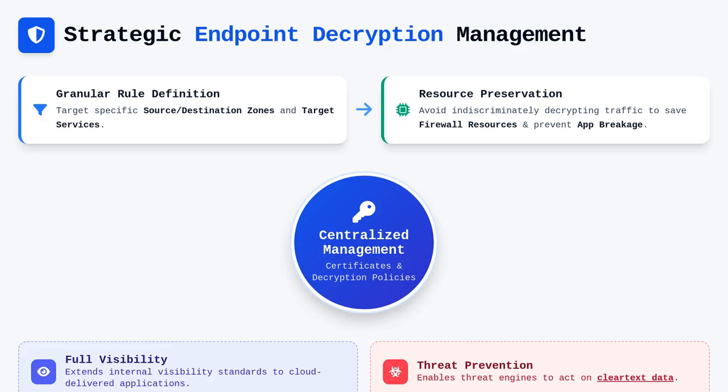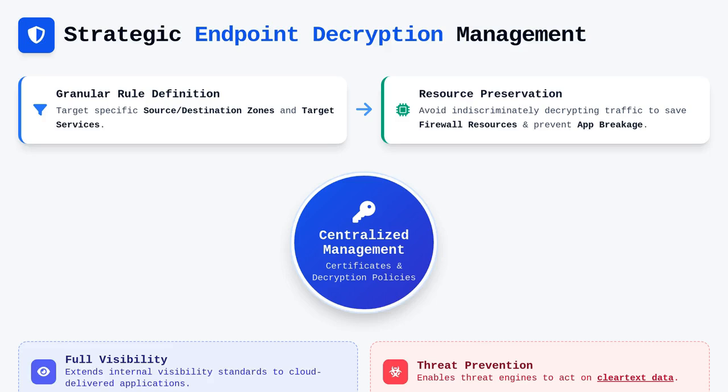Protecting your endpoints ultimately depends on how well you manage this decryption policy within the context of your overall security architecture. When you create your decryption rules, you should be specific about the source zones, destination zones, and the services being targeted to avoid indiscriminately decrypting traffic that does not require inspection. This granular approach helps preserve firewall resources and reduces the risk of breaking applications that use proprietary or non-standard encryption methods. By centralizing the management of these certificates and the decryption policy, you gain full visibility into the threats that might reside in cloud-delivered applications.